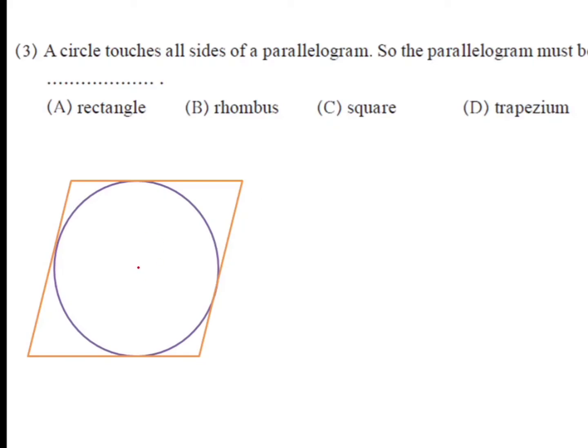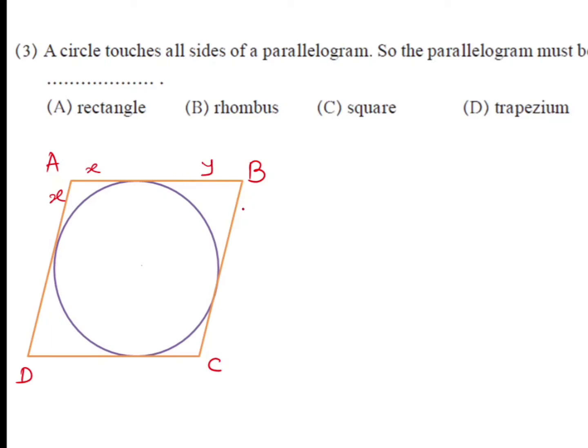Now suppose this is a circle, and as it touches the sides of a parallelogram, let us name this parallelogram as ABCD. Now if we consider two line segments drawn from A, these are the two tangent segments drawn to a circle. And we know that tangent segments drawn to a circle from an external point are congruent. So if this is x, then the other tangent segment must also be x. In the same way, there are two tangent segments drawn from B.